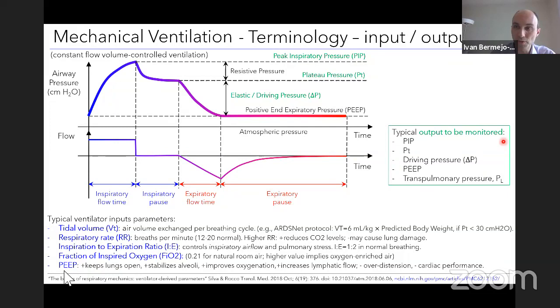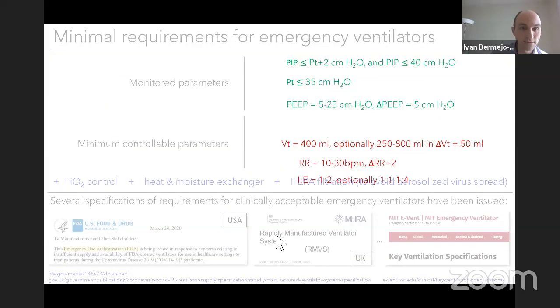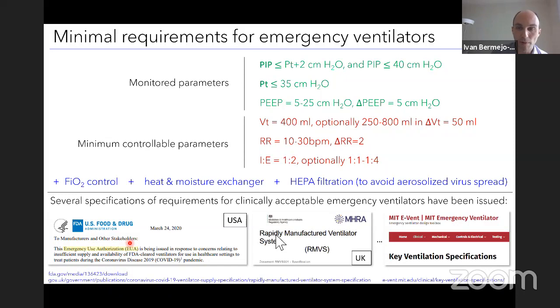And then there is a typical output that is monitored in commercially available ventilators. Not all of these are monitored in open source solutions, but ideally you want to monitor these quantities. And then you have the intervals here. These come from recommendations from different protocols, for example, the ARDSnet protocol and others that I'm going to briefly mention now. A number of authorities, for example, the FDA in the United States or the corresponding one in the United Kingdom, have issued guidance on how to develop these emergency ventilators. They have produced some minimal requirements for clinically acceptable ventilators. This is a summary of that guidance that you can observe in these different documents. Some of them change in the range, but more or less, these are the typical values that you are supposed to provide the medical community with in the emergency ventilator.